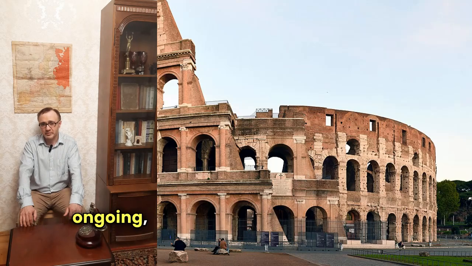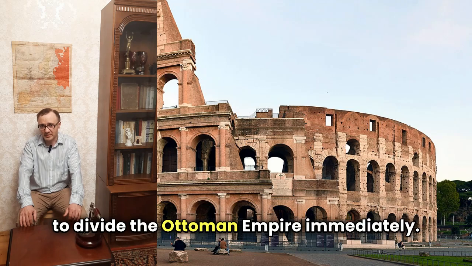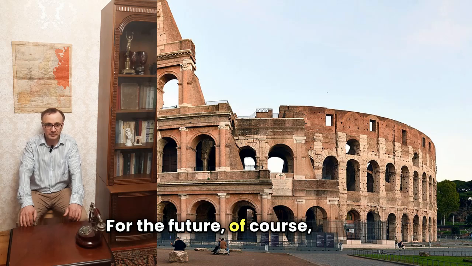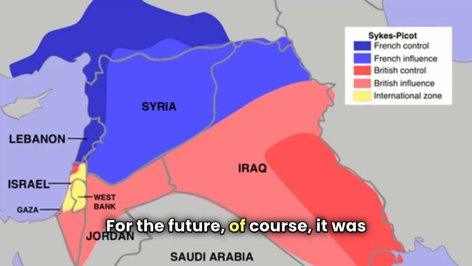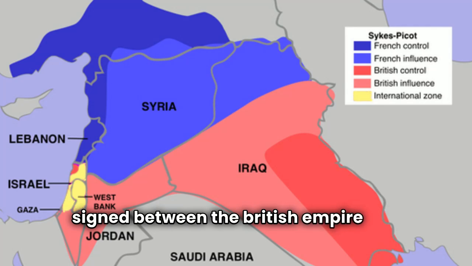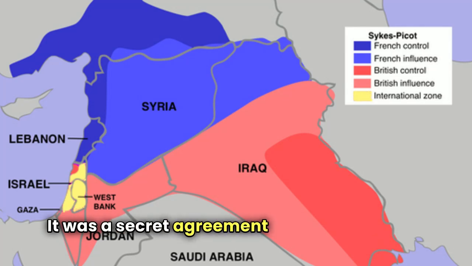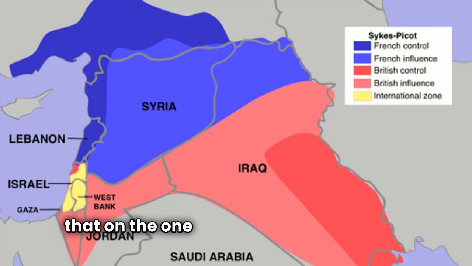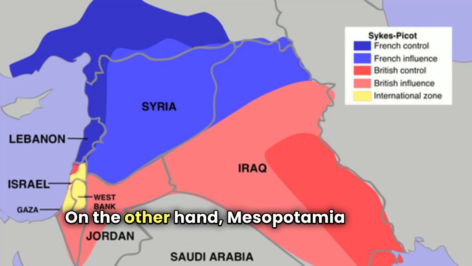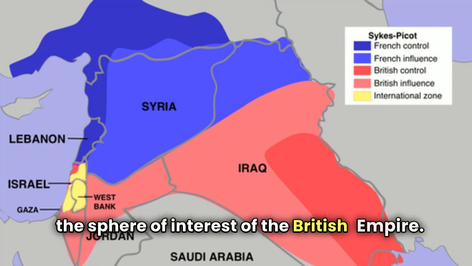In 1916, the Great War was still ongoing, but the Allied powers had already decided to divide the Ottoman Empire, for the future, of course. The Sykes-Picot Agreement was signed between the British Empire and France. It was a secret agreement, and it determined that, on the one hand, Syria and Lebanon became the sphere of influence of France. On the other hand, Mesopotamia should have become the sphere of interest of the British Empire.